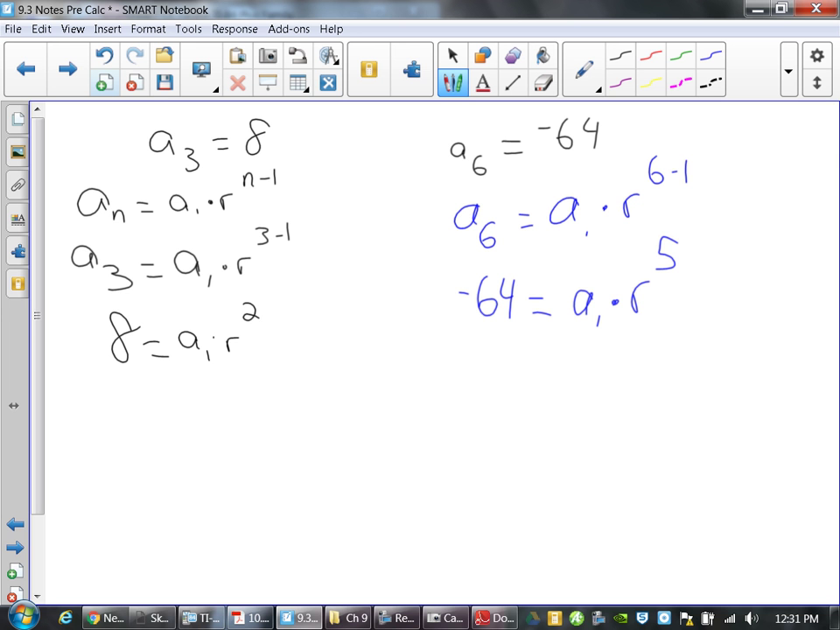And now you're at a point where you've got 2 equations with 2 variables, but in this case, since they're being multiplied, you can't do an elimination method. This is where you use substitution. You want to get the 1st term here by itself. How do you undo multiply? Divide. So I know that 8 over r squared is the 1st term. I'm solving a literal equation here.